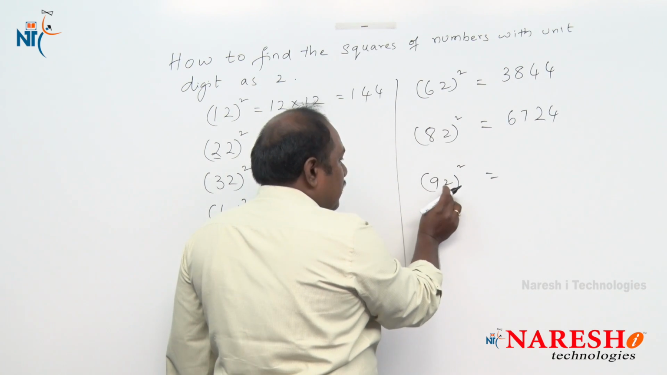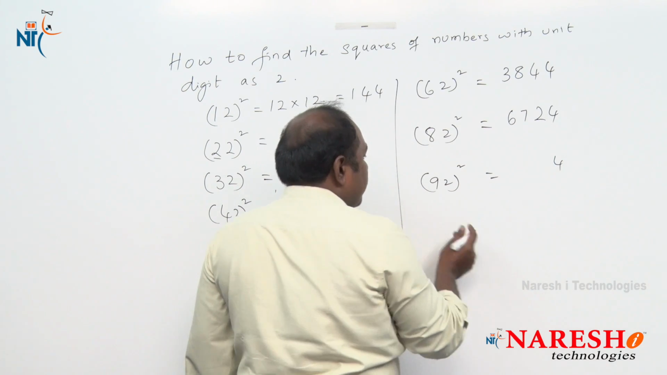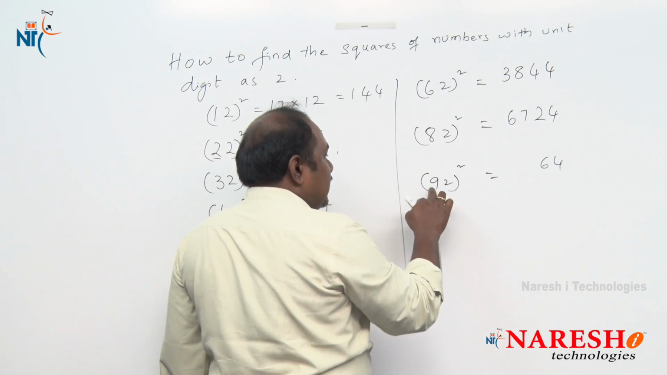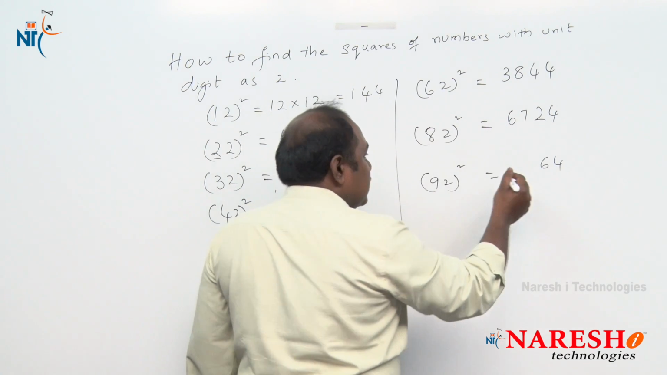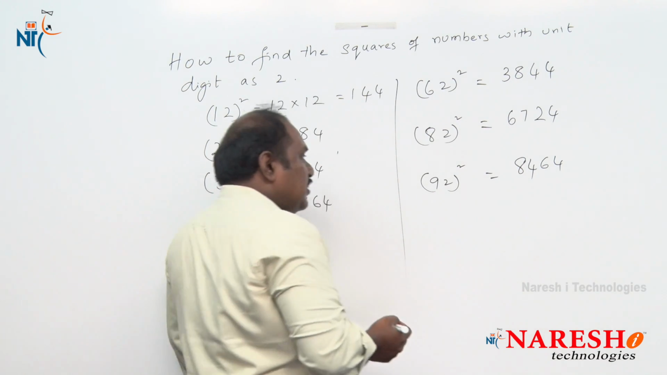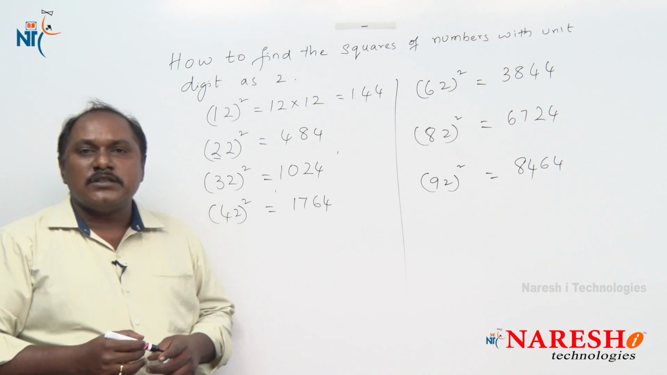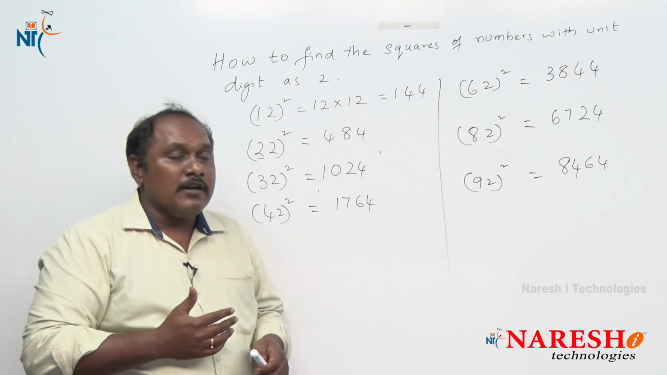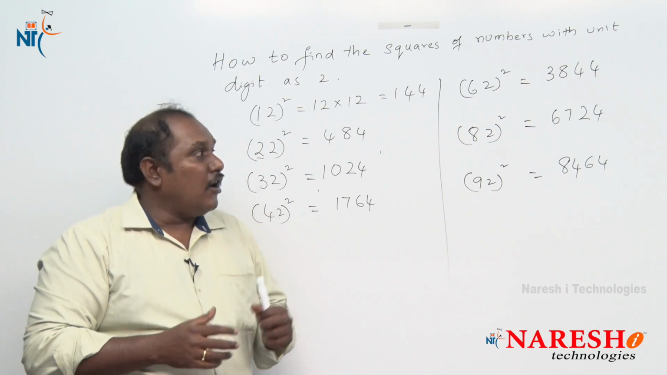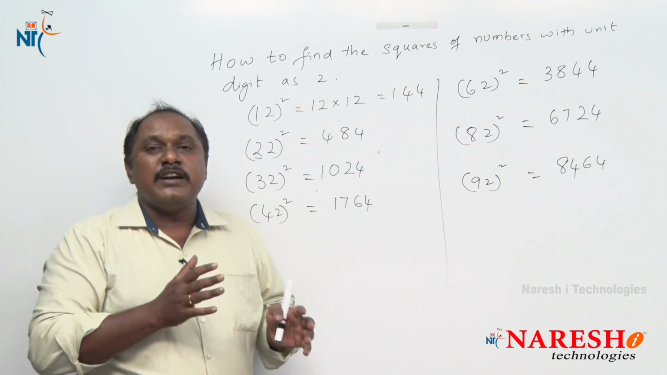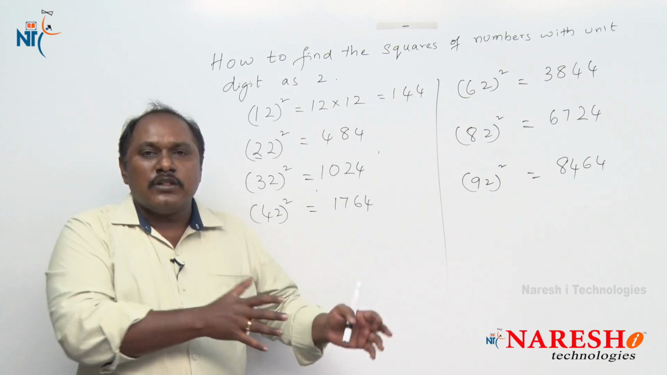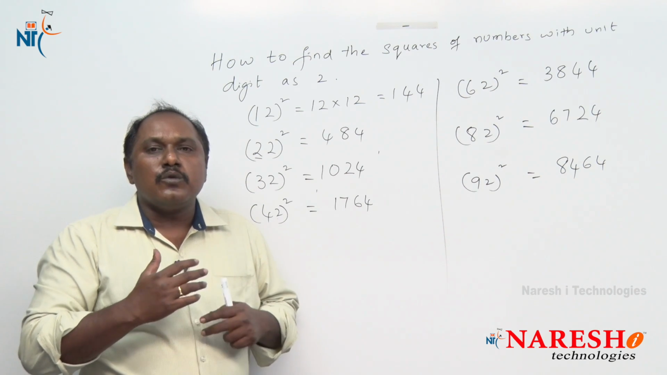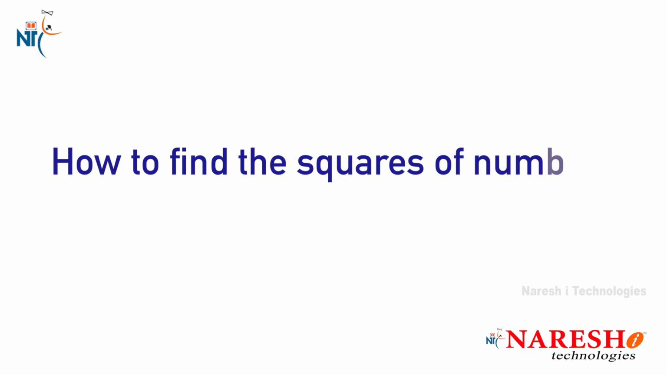Now 92 square, 2 square is 4, 9 into 4 is 36, 3 carry. 9 square is 81, 81 plus 3 is 84. So this is how you can find the squares of the numbers whose unit digit is 2. By using the same logic, you can also multiply two numbers with unit digit as 2. Now let's go to the next shortcut and learn some tricks to do fast calculations.